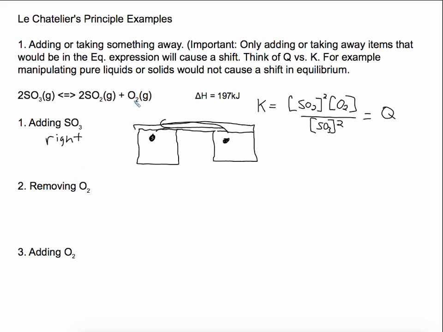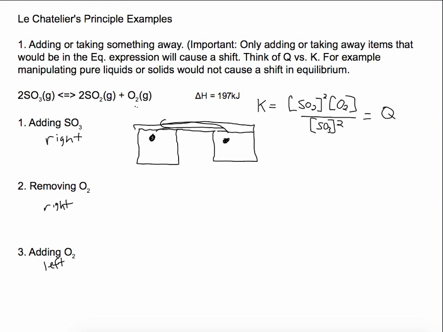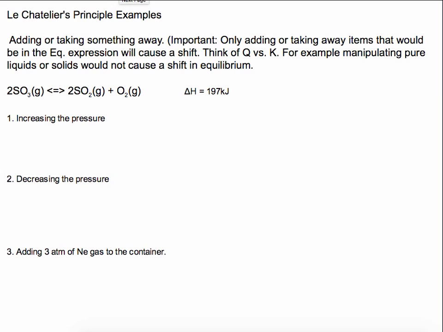All right, so if you remove some O2, if you take some O2 away, it's going to shift to the right. If you were to add O2, it's going to have to reduce that O2, and so it's going to shift to the left. That's all we're doing: saying right or left. All right, now here's another example.